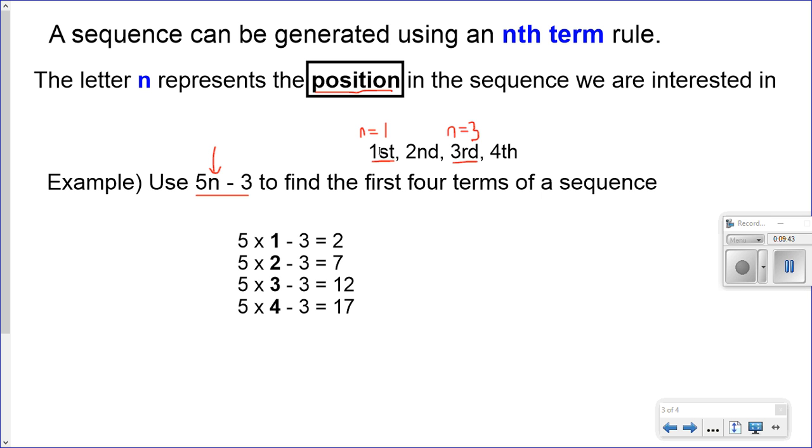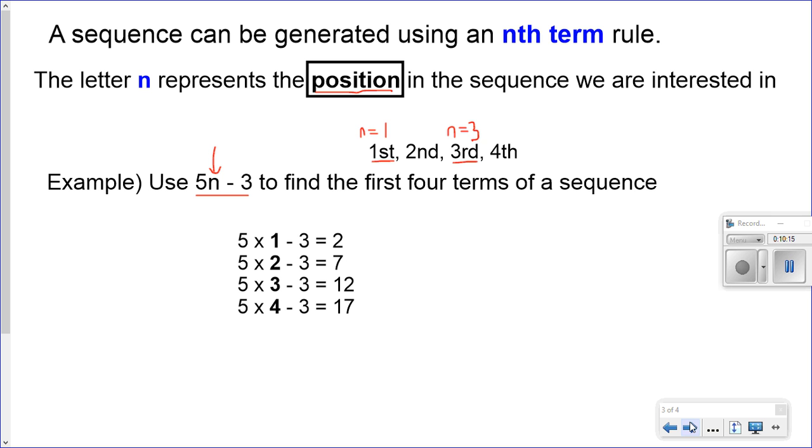And hopefully, because we've actually got consecutive positions here, first, second, third, fourth, hopefully you can actually see the pattern in our sequence. 2, 7, 12, 17. It's going up in 5s. Hopefully you would be able to predict what the 5th term is going to be, even without doing the working out. If we keep on going up in fives, we should be able to generate all the rest of the terms that would follow. But that is how you use what we call the nth term rule to generate a sequence.